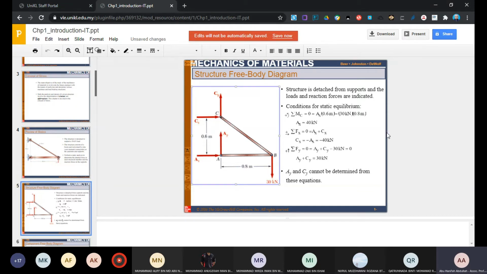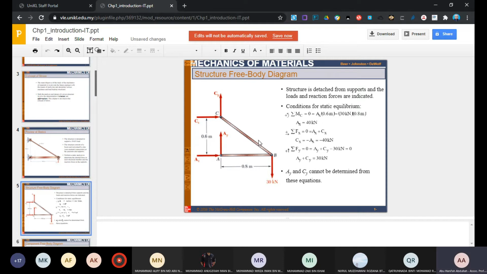Similarly, at this point here, we have Cx and Cy. So normally we use this symbol C because it is point C, A because it is point A, and as the horizontal direction is the X axis and the vertical direction is the Y axis, that's why we have the small letter here, small x looking at the X axis, and small y looking at the vertical axis.